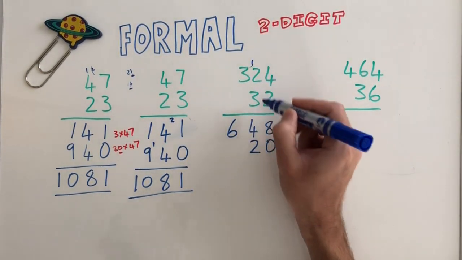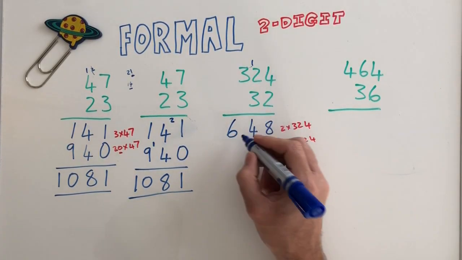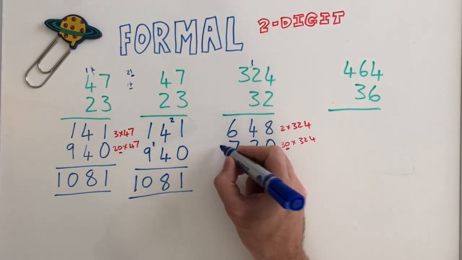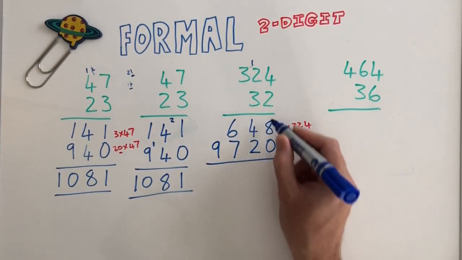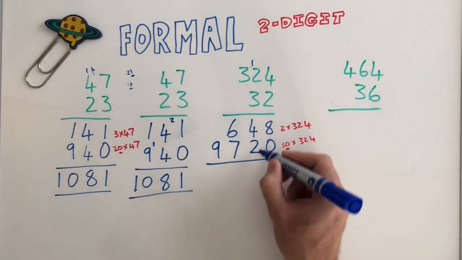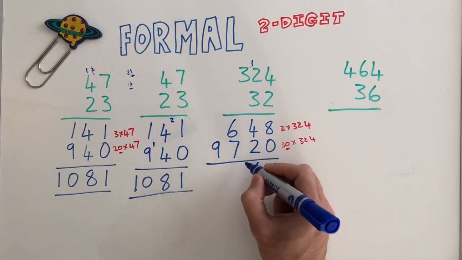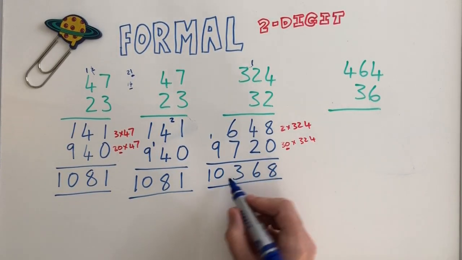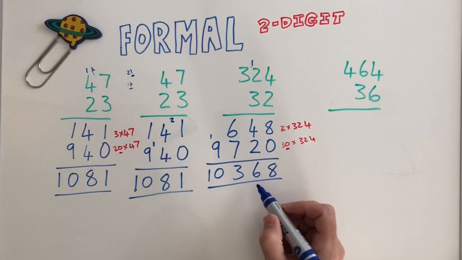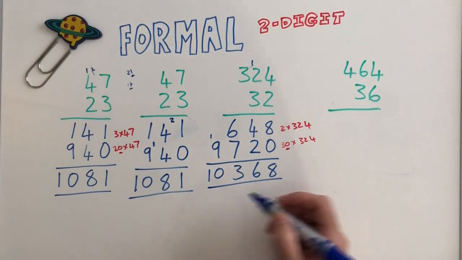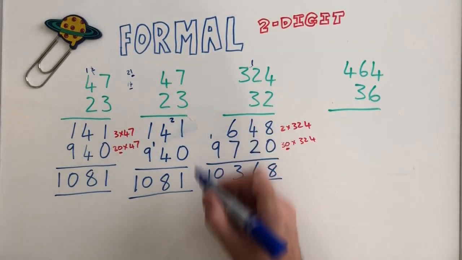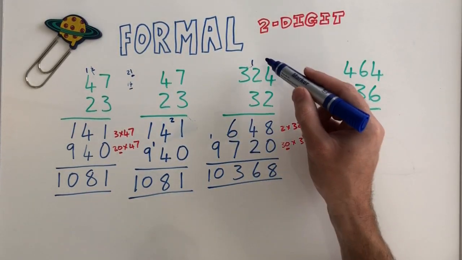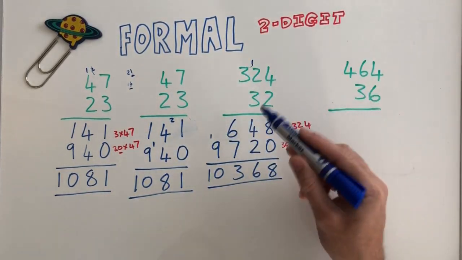3 times 4 is 12, and then 3 times 2 is 6, plus that one is 7, and then 3 times 3 is 9, and we're just going to add everything. So 8 plus 0 is 8, 4 plus 2 is 6, 6 plus 7 is 13, we're going to carry over the 1, and we have 10367. Well, 68, sorry. 10368. So yeah, that's pretty much what we do. You should just make sure that when you carry over stuff, you scratch them out.